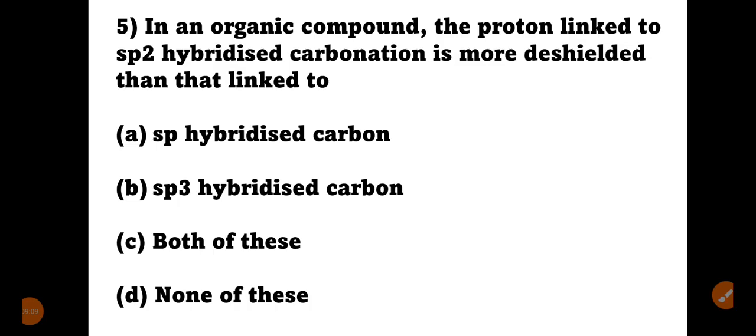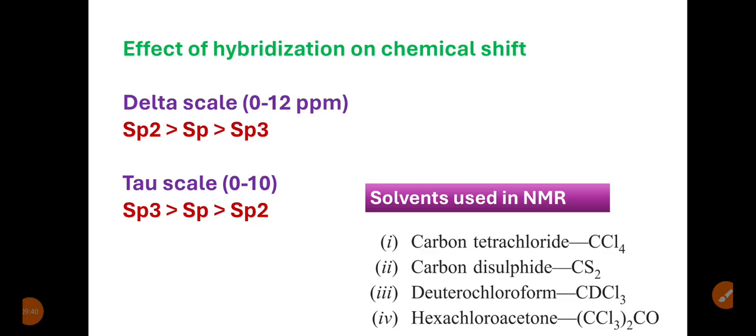Okay, next. In an organic compound, the proton linked to the sp2 hybridized carbon is more deshielded than the one linked to... Very interesting. So what has been asked here? First of all, we have to know what the effect of hybridization is on the NMR, or on the chemical shift, the delta values, right? So we first see the effect, then we will move to the answer.